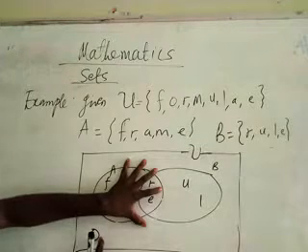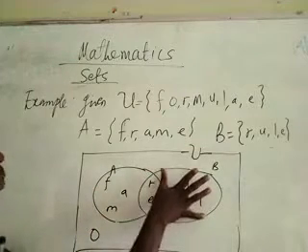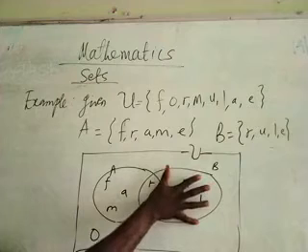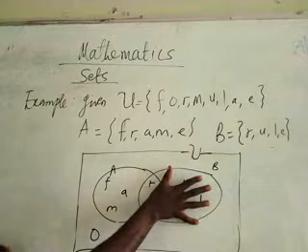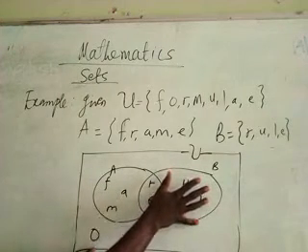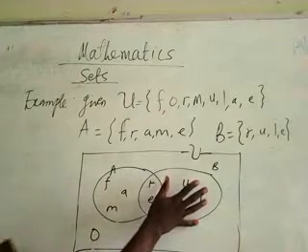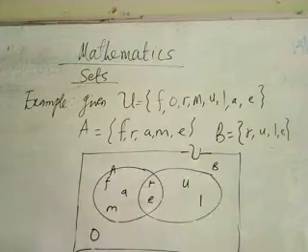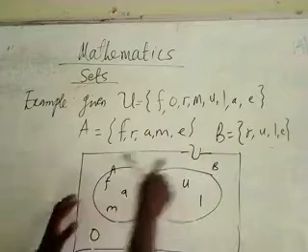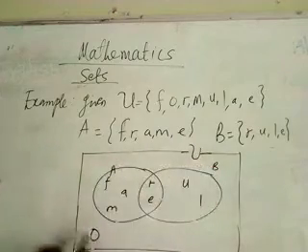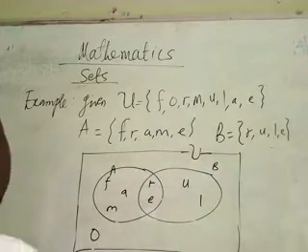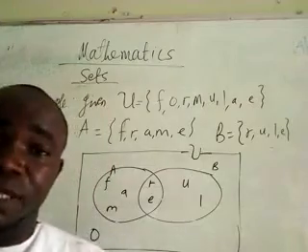Are you getting it? Now, the elements you cannot find in B, if you close the B circle here, are F, A, M, and O. Those are the elements you cannot find in B. But the element you cannot find in A and B, if you take these ones out, is only O. Do you understand? So that is what complement means.